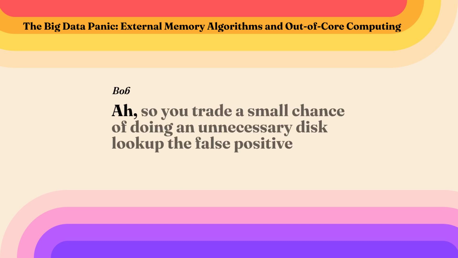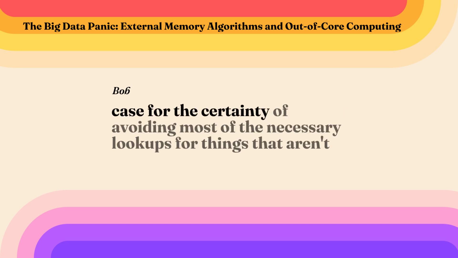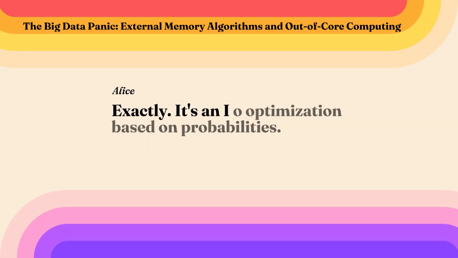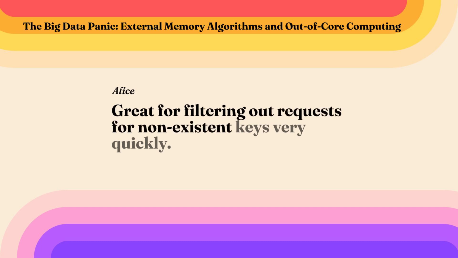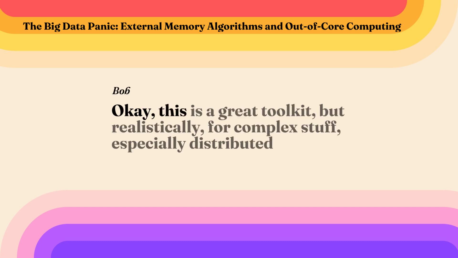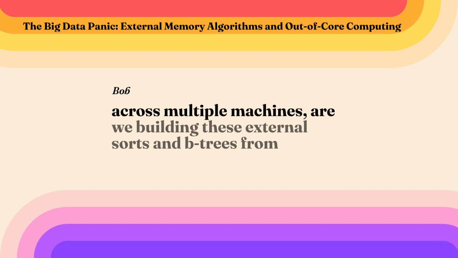You just skip it. So you trade a small chance of doing an unnecessary disk lookup, the false positive case, for the certainty of avoiding most of the unnecessary lookups for things that aren't there. Exactly. It's an I/O optimization based on probabilities. Great for filtering out requests for non-existent keys very quickly. Okay, this is a great toolkit. But realistically, for complex stuff, especially distributed across multiple machines, are we building these external sorts and B-trees from scratch?